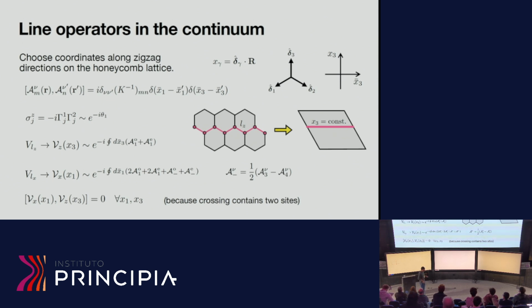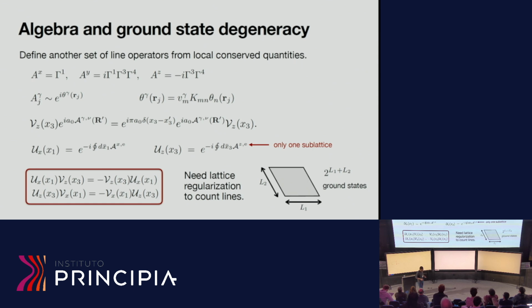To get some non-trivial algebra, we actually have to define another set of line operators, taking the A operators, the local conserved quantities for my classical model, and then again I rewrite this in terms of this gamma matrix and map to bosons, and then something that is a local conserved quantity here is this exponential of this A.